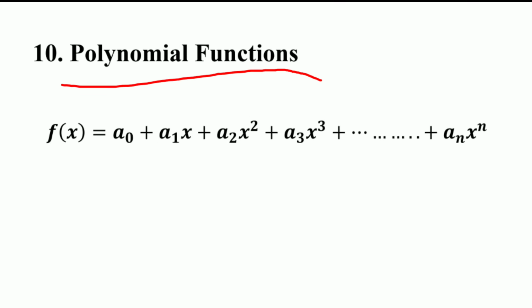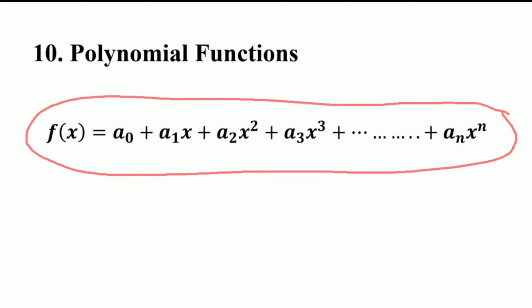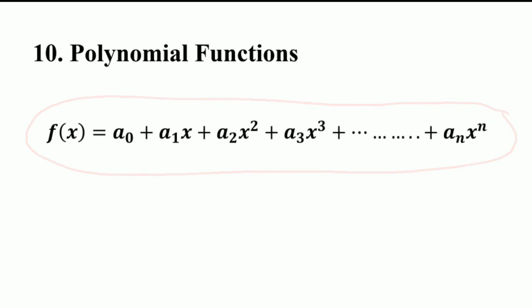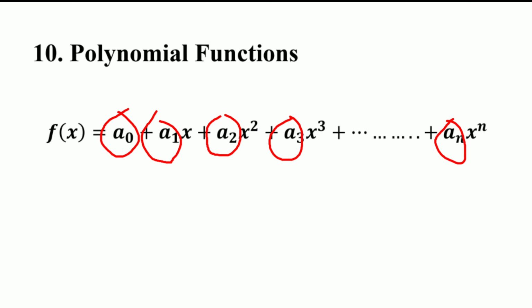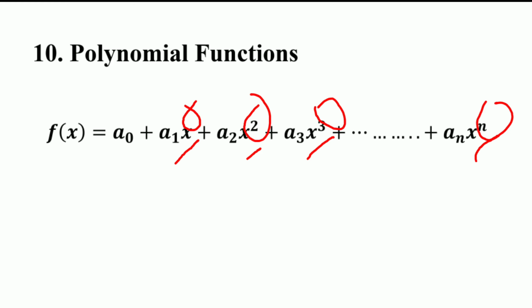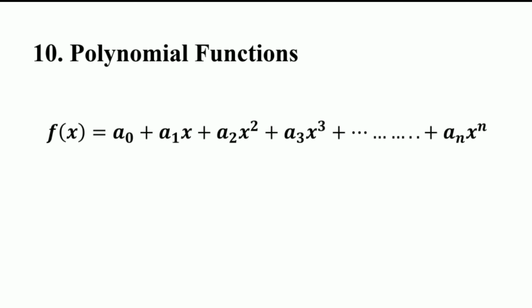Polynomial function. A polynomial is an expression of finite length constructed from variables and constants using only the operations of addition, subtraction, multiplication and non-negative integer exponents. Thus, a polynomial function is generally in the form of f of x is equal to a0 plus a1x plus a2x square plus a3x cube plus up to an x raised to the power n, where a0, a1, a2 up to an are the coefficients and x can be any real number, and all the powers of x are counting numbers like 1, 2, 3. So a polynomial function generally follows this type of format.